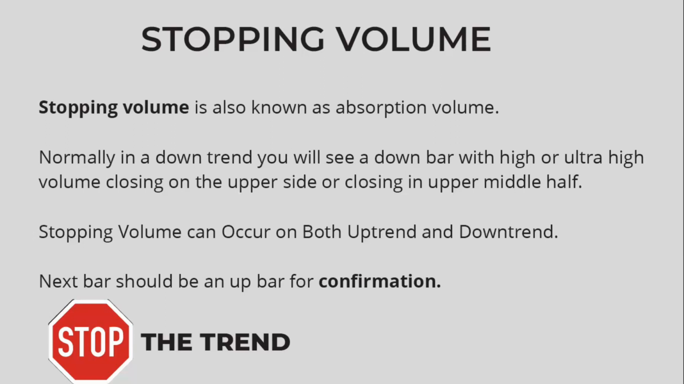If you see a stopping volume in an uptrend, you can count that as a signal of weakness also, but if you see a stopping volume in a downtrend, that's the most important point. Usually when you see stopping volume in a downtrend, you can count that as a signal of strength where buyers are entering the market. So usually I try to buy above the levels of the stopping volume.